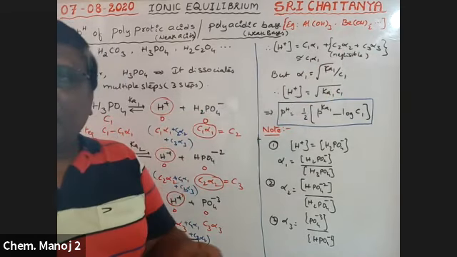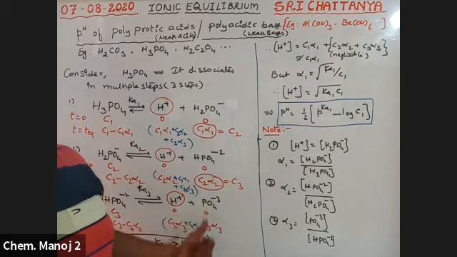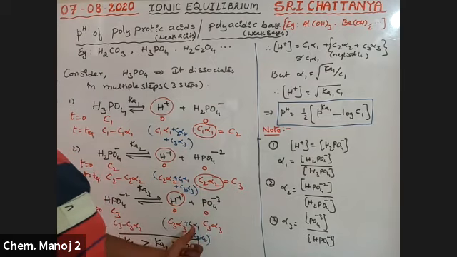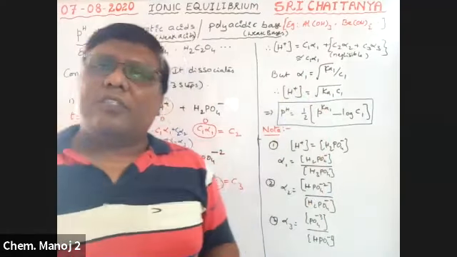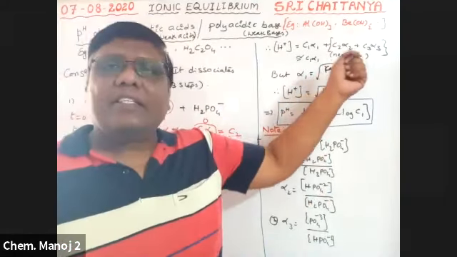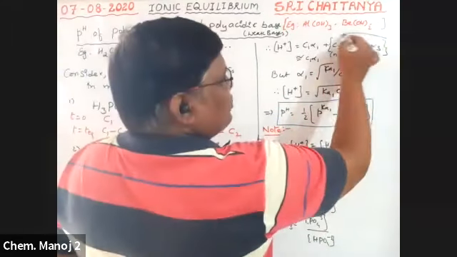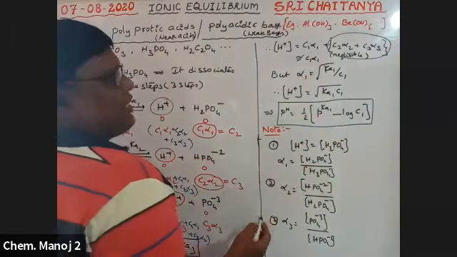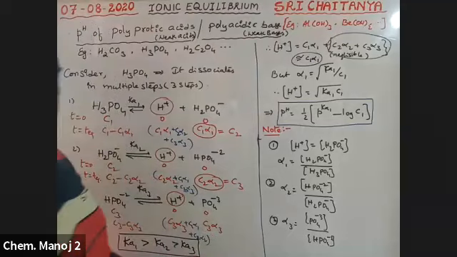But already I told you that the second and third degrees of dissociation are very, very weak. That means C2 alpha 2 and C3 alpha 3 are very, very small values. That is why these are taken as negligible, and that is why they are neglected. So during the consideration of H+ ion concentration, it is almost equal to C1 alpha 1.